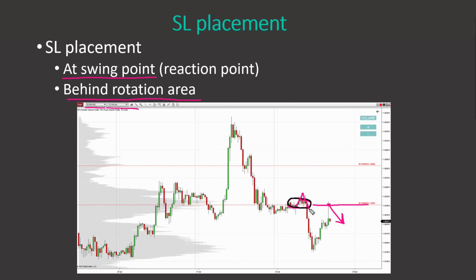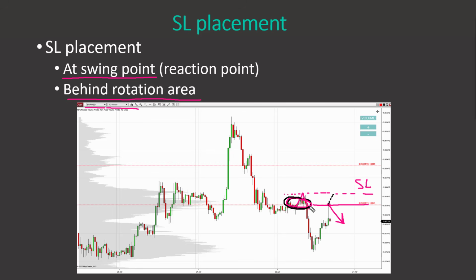This is the swing point of that area the trade was based on. So this would be the stop loss. Now, the reasoning behind this is that, as I was saying, in rotation areas, heavy volumes are often traded. And if the price went past this rotation area, it would mean it went through the resistance. It would mean it went through that heavy volume area, and then the resistance basically failed.